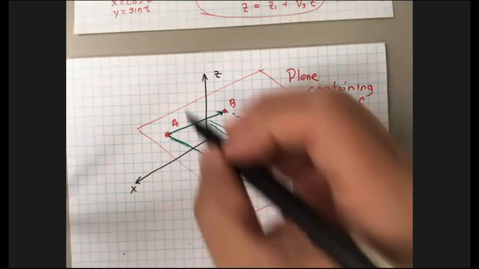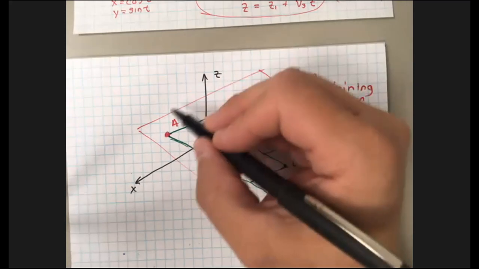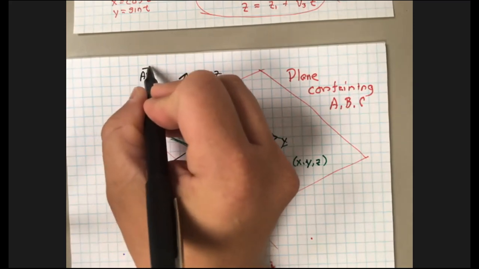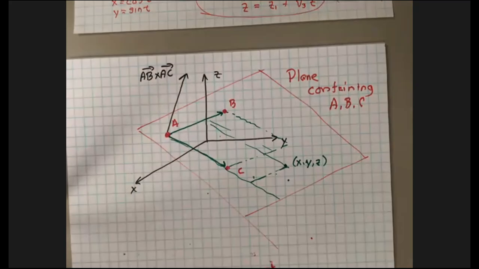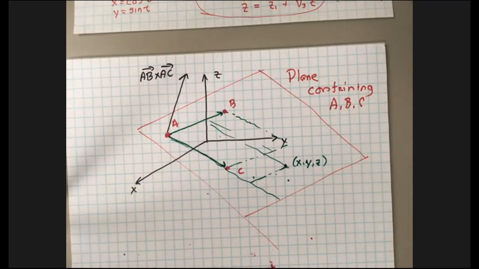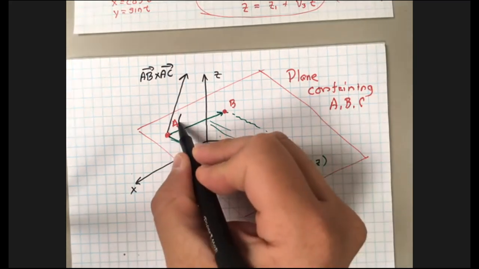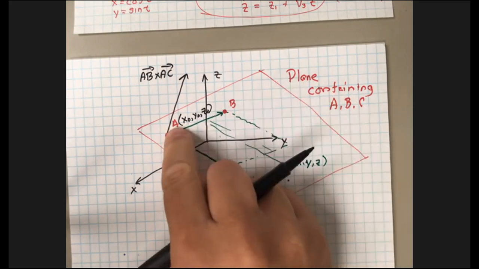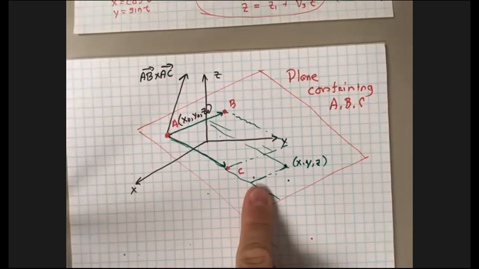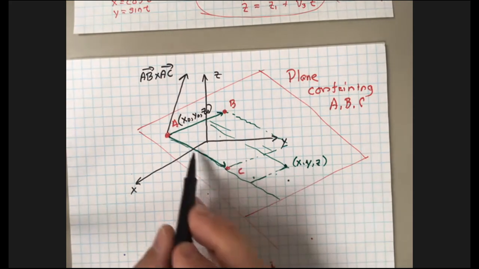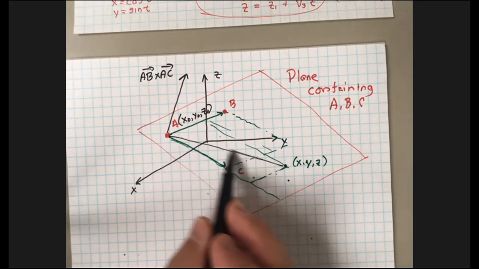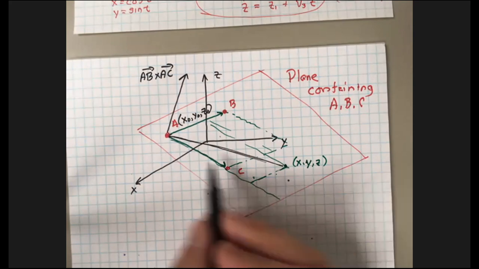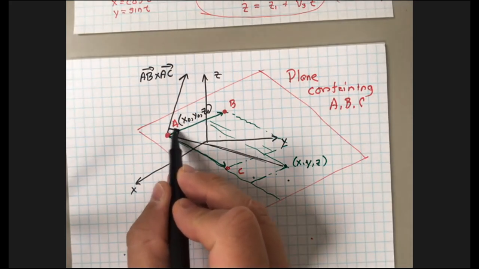But I have another weapon that's going to help me describe this plane even more effectively. I've got the cross product. AB cross AC. What could I do with the cross product? Well, with this base point A, let's call it X naught, Y naught, and Z naught. Remember, A is a point, B is a point, C is a point, AB and AC are vectors. I could recognize this point on the plane. I could recognize every point on this plane as what? On a vector that's perpendicular to the cross product.